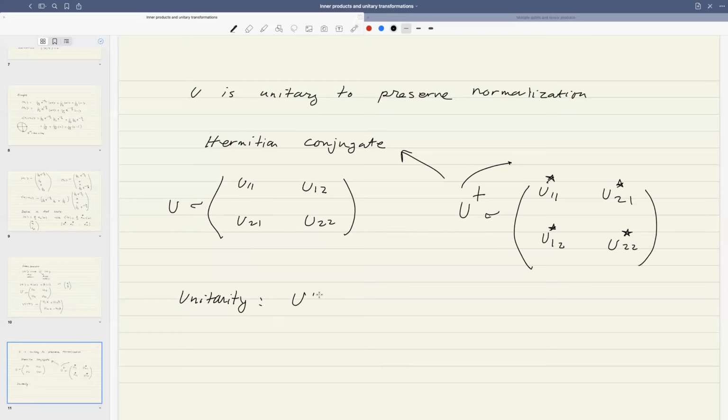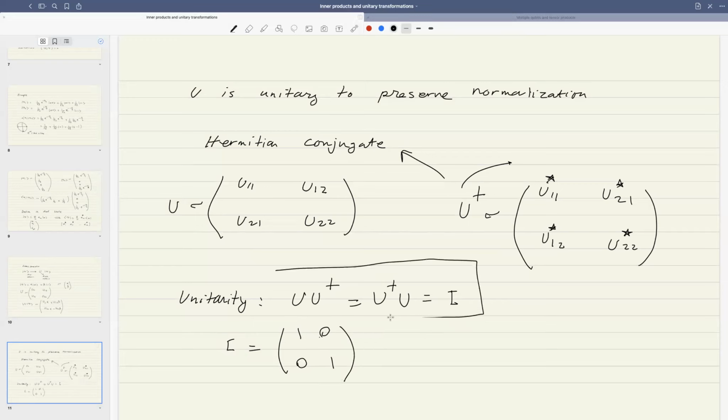And the unitarity means that U times U dagger is equal to U dagger times U is equal to the identity matrix. So I is just, for a 2-dimensional system, it's 1, 1 on the diagonal. For any m-dimensional, it's just ones on the diagonal and all other elements are 0. So this constraint and these linear transformations guarantees that the inner product essentially is preserved.